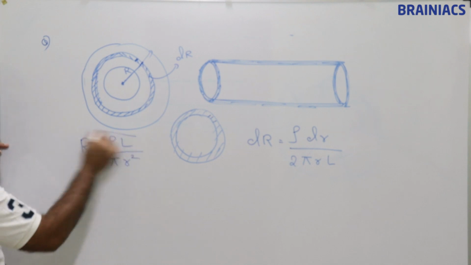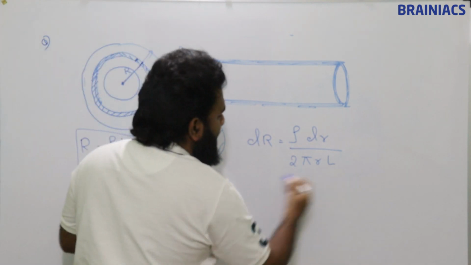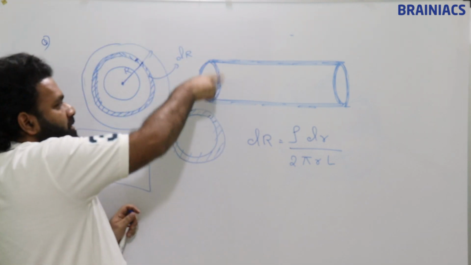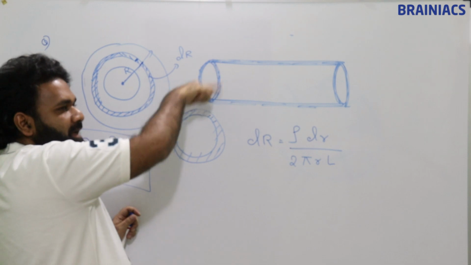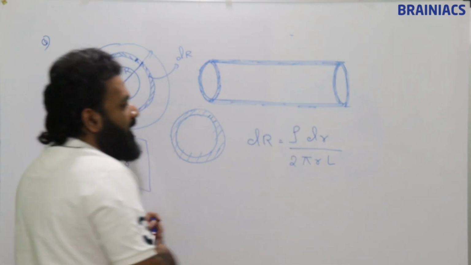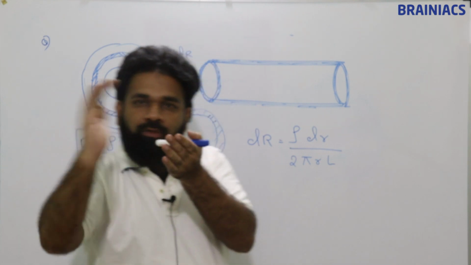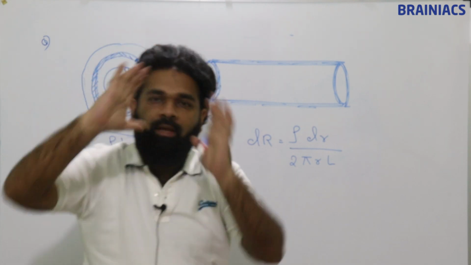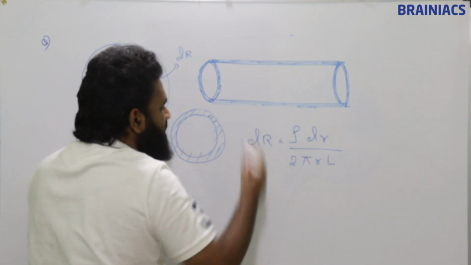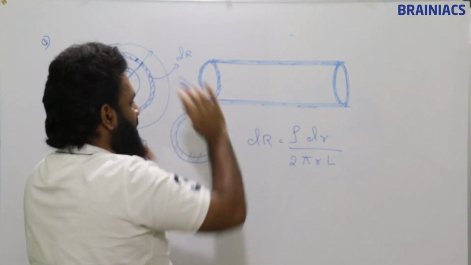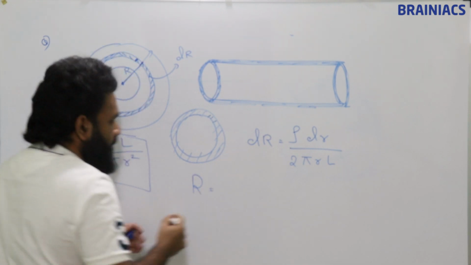Compare with this equation. 2 pi r is this strip's perimeter, into this length, the full length. 2 pi r means this much we will get, into this full length. That will be the area. So this is the small resistance of this strip. Now for the full resistance, what should we do?